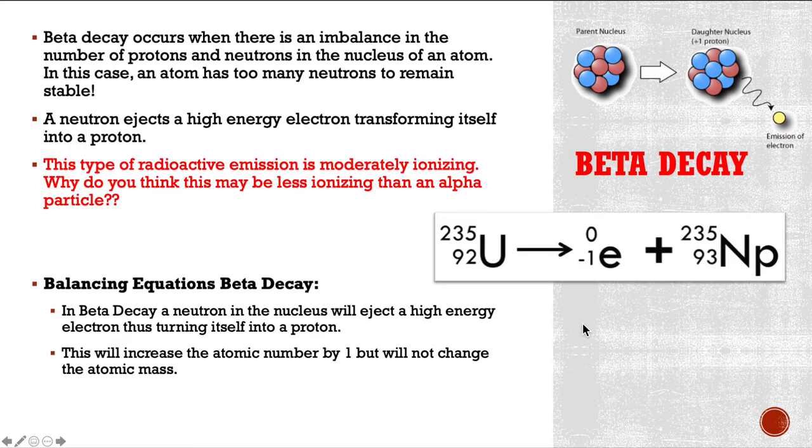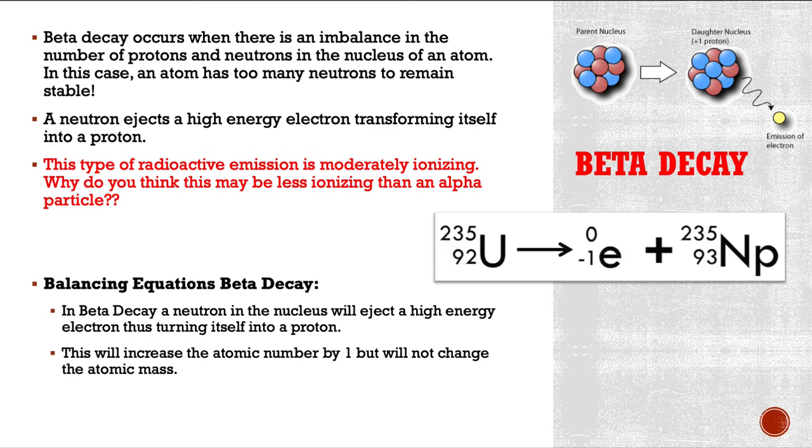So the next thing we're going to talk about is beta decay. Beta decay occurs when there's an imbalance in the number of protons and neutrons in the nucleus of an atom. So in this case, an atom has too many neutrons in order to remain stable. At the beginning of this recording, we talked a little bit about how there are some magic numbers or magic ratios of neutrons and protons in the nucleus of an atom. There is some variation from those ratios that is acceptable and can be stable, but there are some ratios that are not stable.